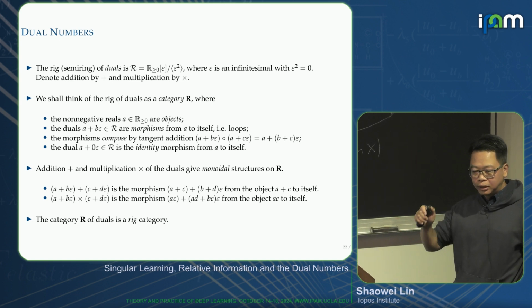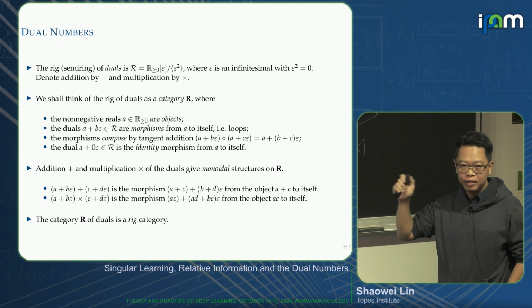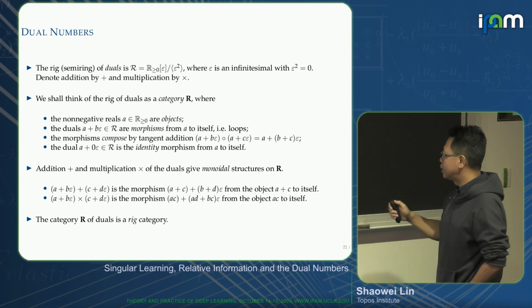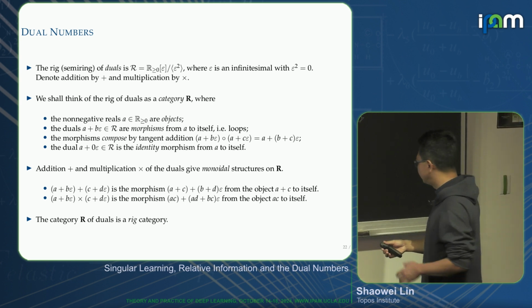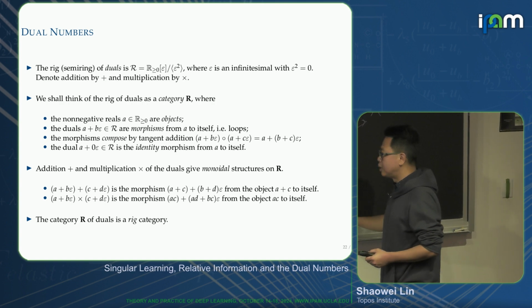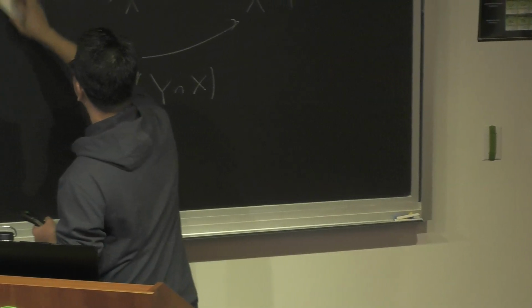Now, what I'm going to do is to take this semi-ring and to convince you that it is a category. In category theory, we have objects and we have morphisms. For those who are not interested in category theory, you can just switch off for a moment.